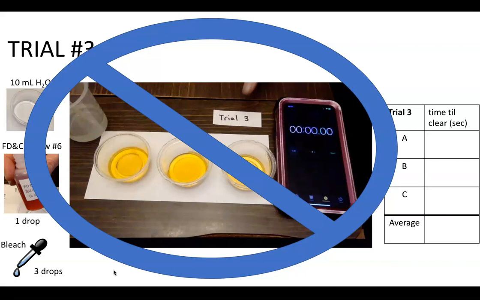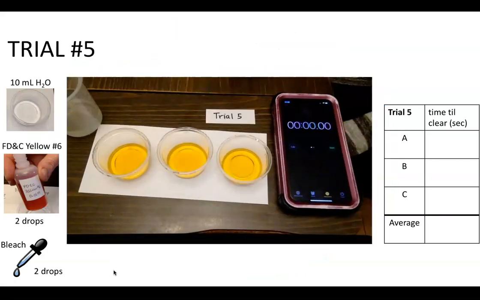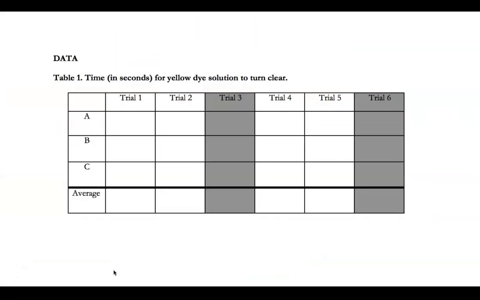I graded out on the chart. By the way, this is the chart in your handout that you should be recording each of these on. So we just did trials 1 and 2, and now we're going to watch trials 4 and 5.